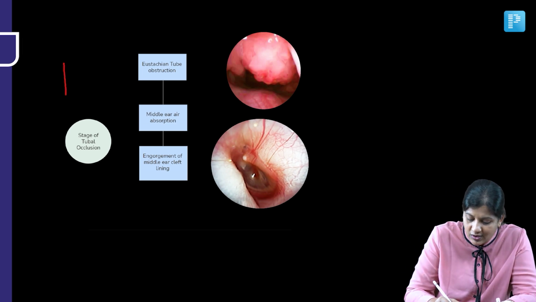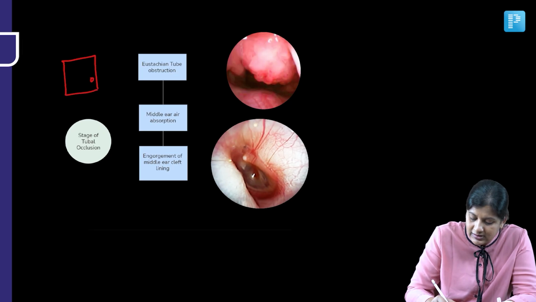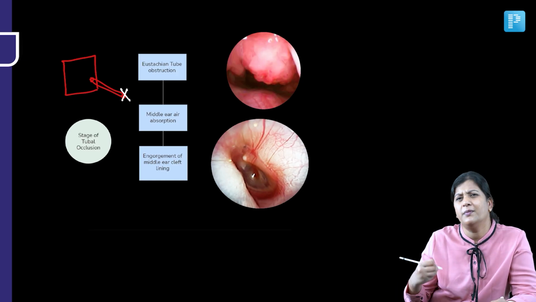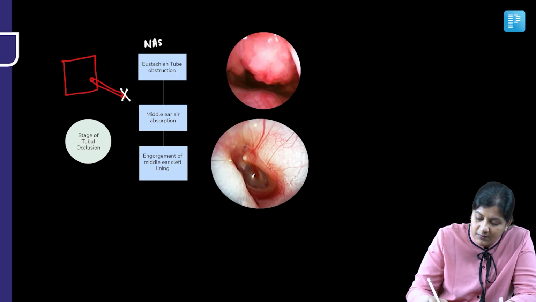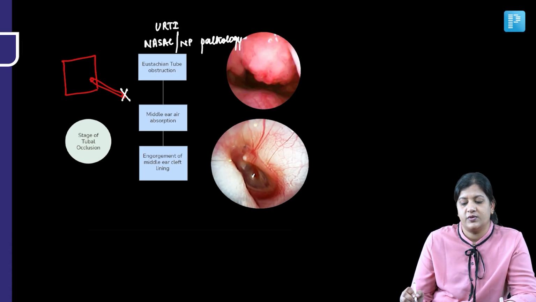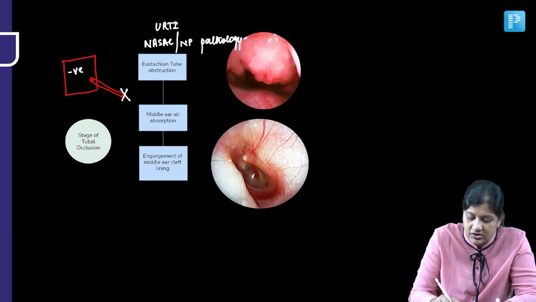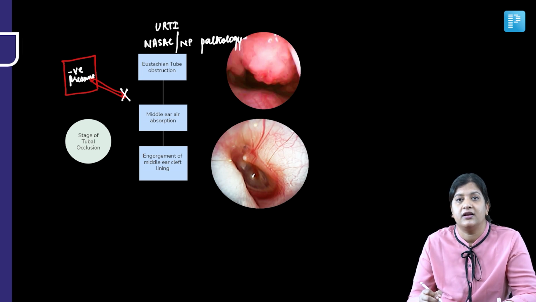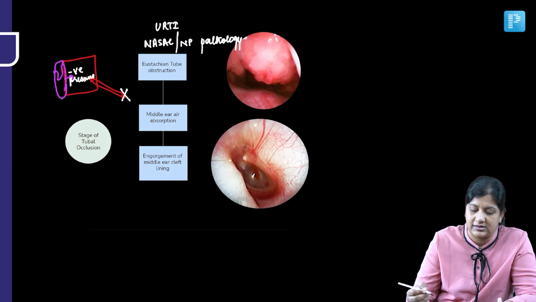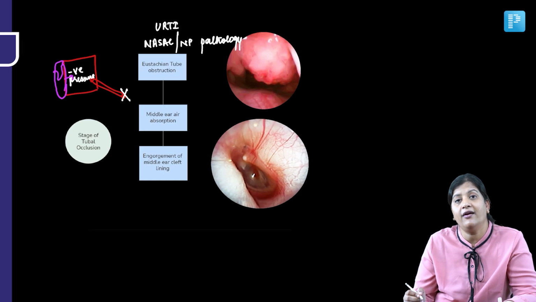So let us understand. If this is the middle ear, this is the eustachian tube. Now, whenever there is a eustachian tubal obstruction, could be because of nasal pathology, could be because of nasopharyngeal pathology, typically it usually follows an upper respiratory tract infection. So, usually it follows a URTI. Whenever the eustachian tube is obstructed, there is a negative pressure in the middle ear. Now, this negative pressure in the middle ear will cause what to the tympanic membrane? The tympanic membrane will be pulled inside. And as a result, the patient may have some symptoms.